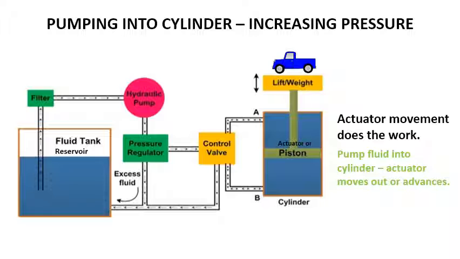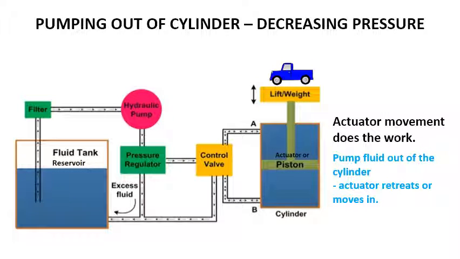Basically, you build up pressure in the cylinder and it pushes the actuator. It allows the actuator to do work. From the reservoir, the pump would pull either the gas or the liquid, the fluid, through the filter, into the pressure regulator, through the control valve. It would increase the amount of fluid inside the cylinder, which would then push the actuator or the piston, in this case, push it out or up.